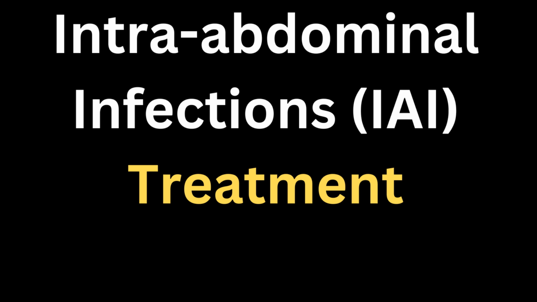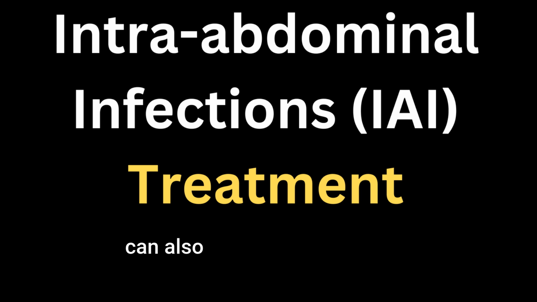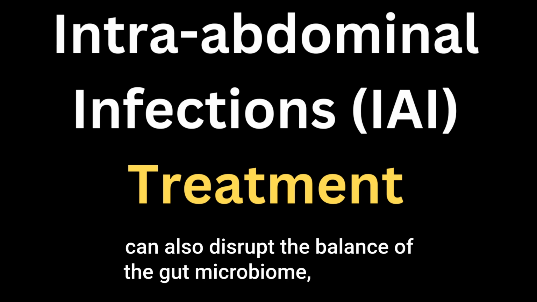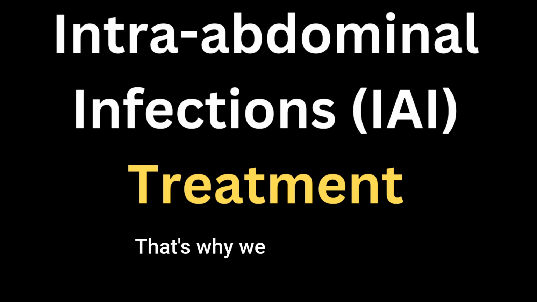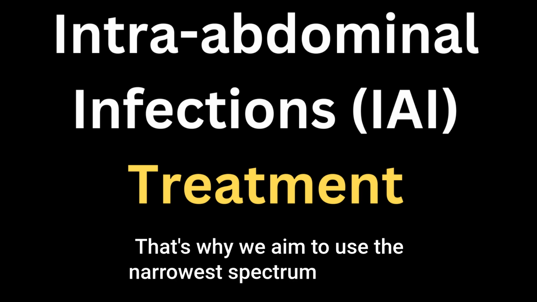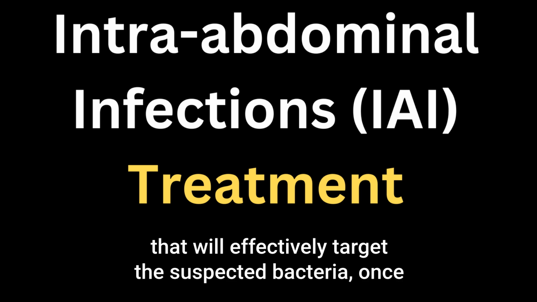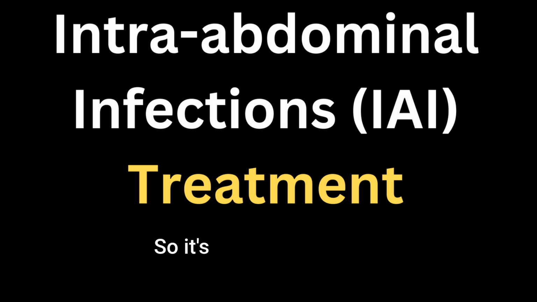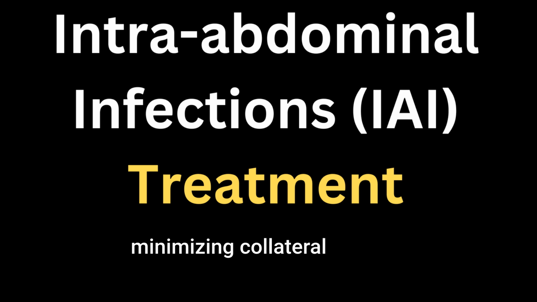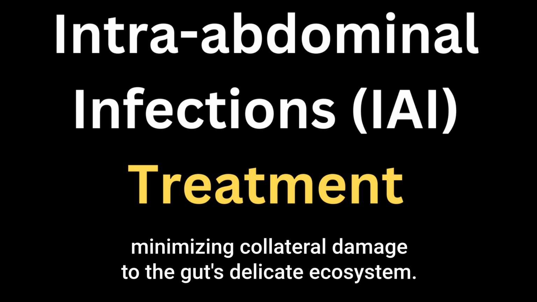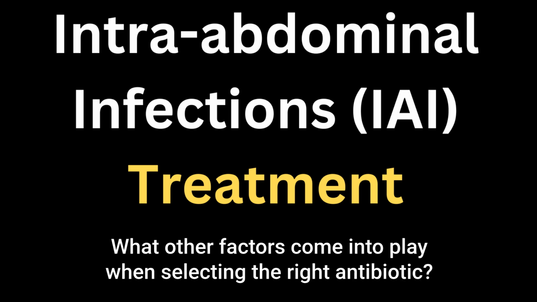Precisely. While broad-spectrum antibiotics can be effective initially, they can also disrupt the balance of the gut microbiome, potentially leading to unwanted side effects. That's why we aim to use the narrowest spectrum antibiotic that will effectively target the suspected bacteria once we have more information. So it's a delicate balance between effectiveness and minimizing collateral damage to the gut's delicate ecosystem. What other factors come into play when selecting the right antibiotic?